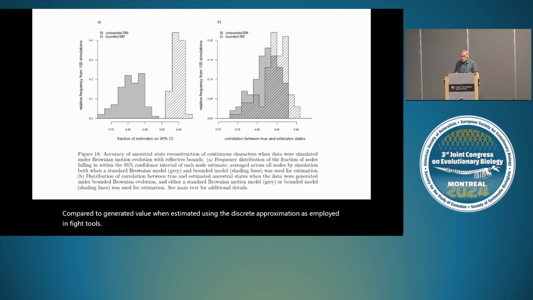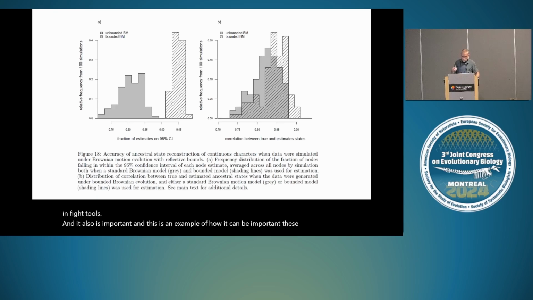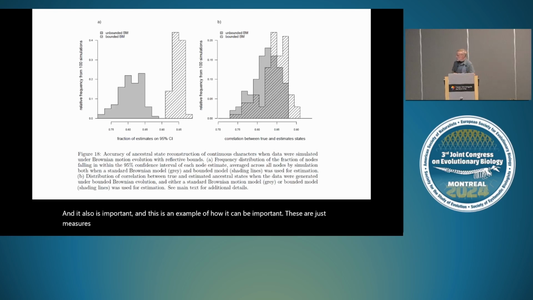And this is an example of how it can be important. These are just measures of the accuracy of ancestral state reconstruction when we generate data under bounded Brownian motion and then estimate assuming either unbounded Brownian motion or bounded Brownian motion.